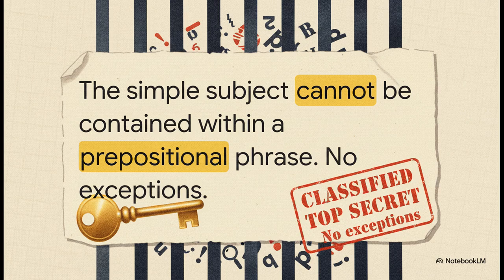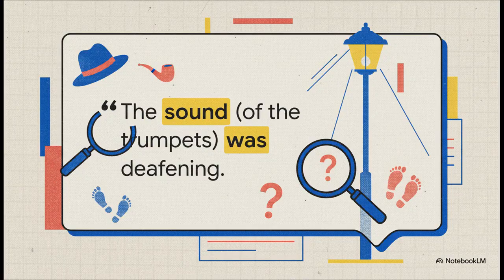It's like a law of grammar physics. It cannot be broken. So why is this rule so crazy powerful? Because it stops you from making the number one most common mistake, what's called a proximity error. Check this out. The word trumpets is plural, and it's sitting right next to the verb. It is so tempting to say the sound of the trumpets were, right?